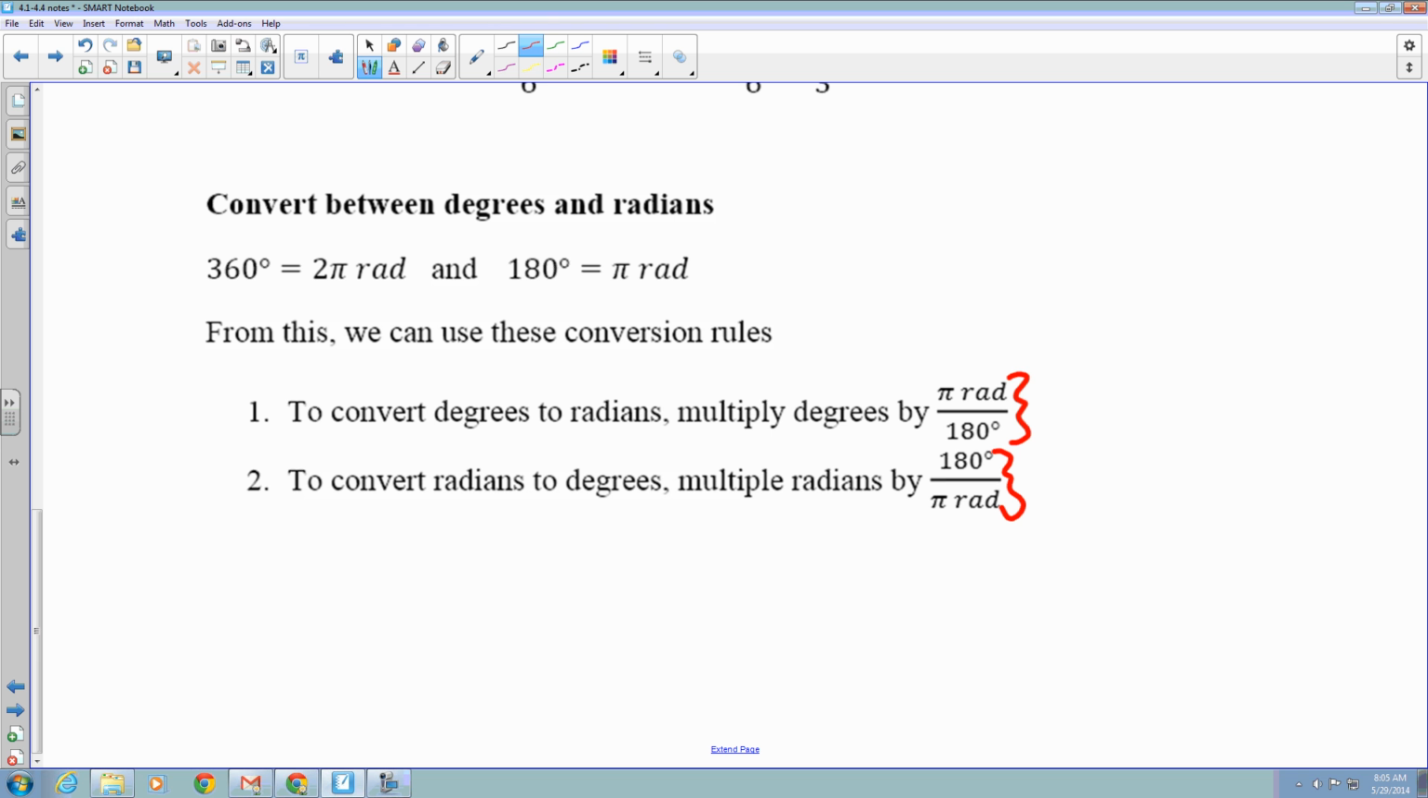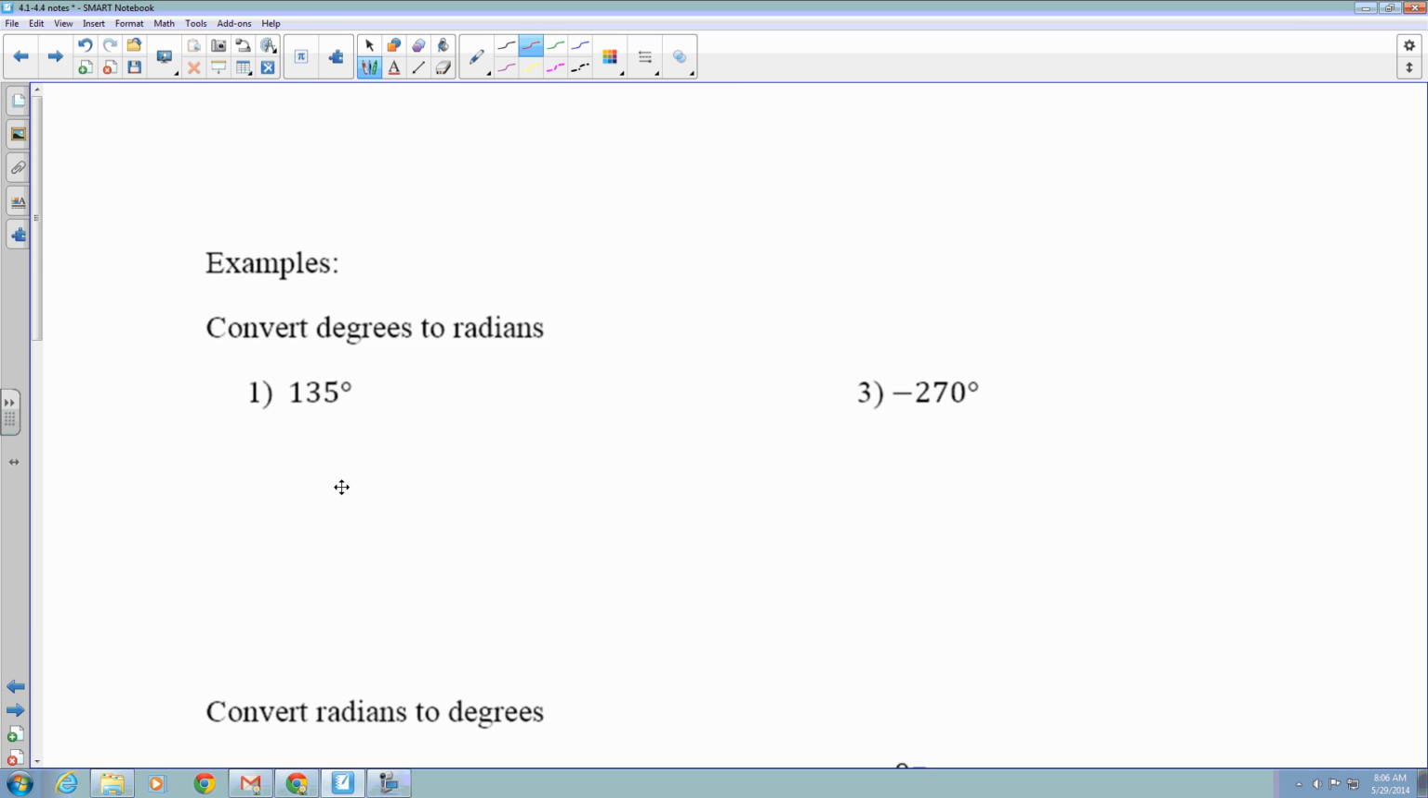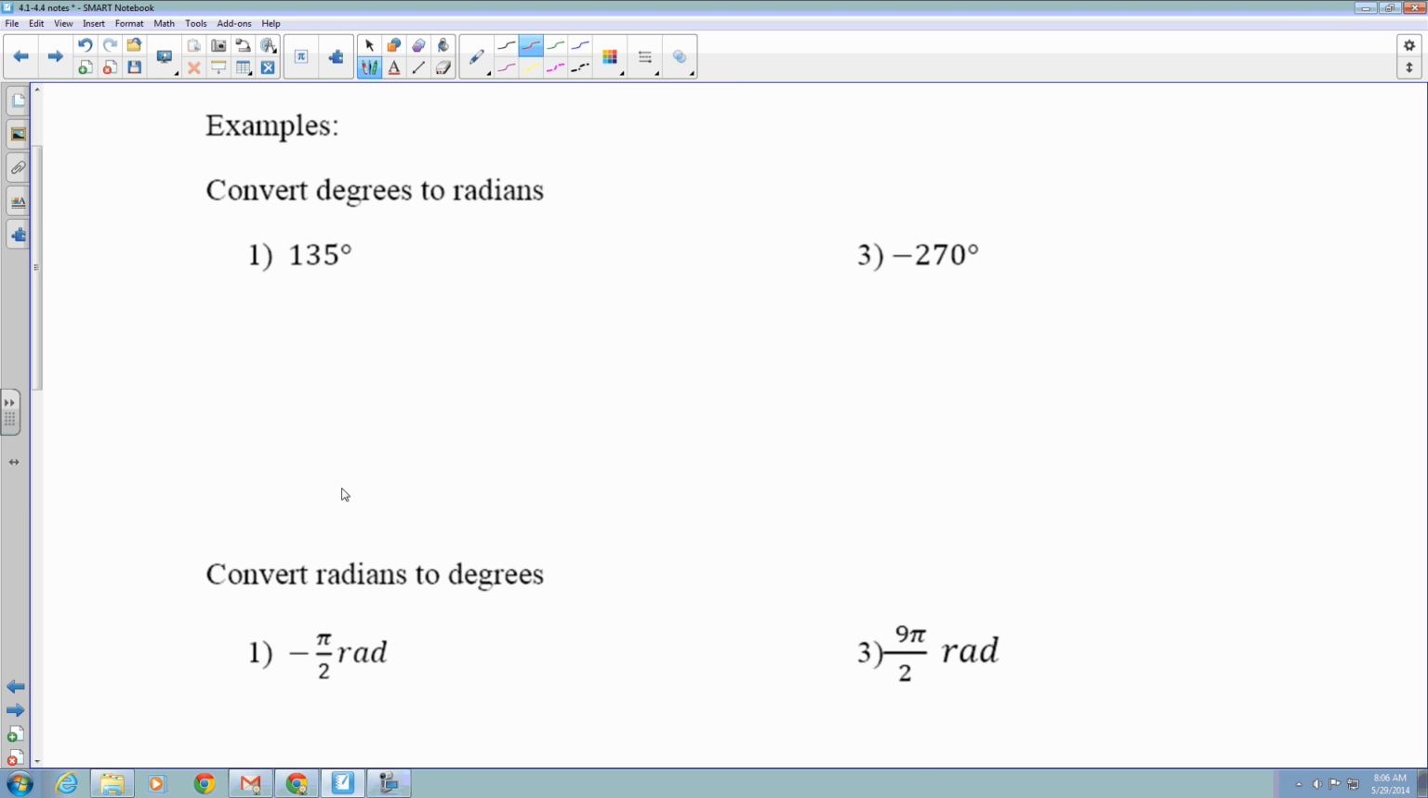So an easy way to think about this is whatever you're trying to get to, the result, needs to be on top. So since on the first one we're trying to convert degrees to radians, we want the radians to be on top. Same thing here, we're trying to convert from radians to degrees, so the degrees have to be on top. So that follows both, if you can't remember which way the conversion fraction goes. Okay, so let's do a couple examples converting quickly.